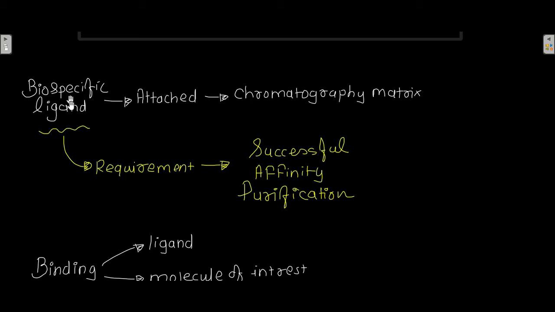Now, a biospecific ligand that can be attached to a chromatography matrix covalently is one of the requirements of a successful affinity purification. You should have a biospecific ligand that you can attach to the chromatography matrix by covalent attachment. That is a requirement of a successful affinity purification.